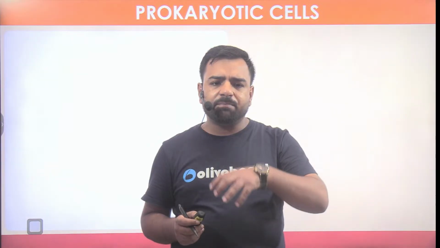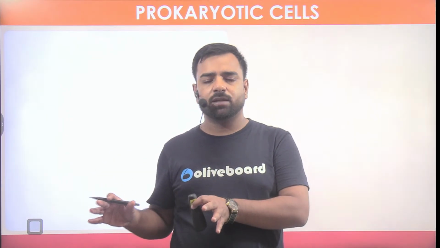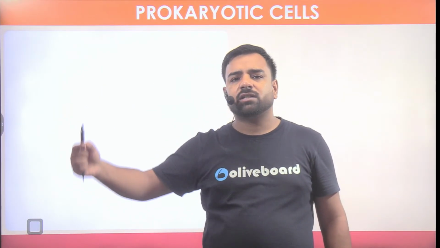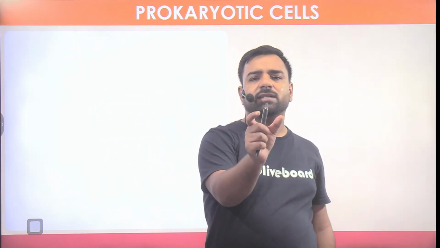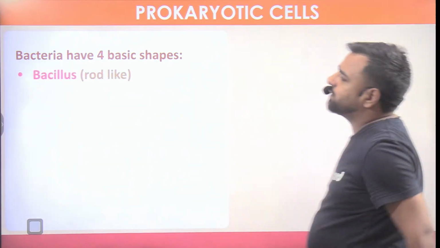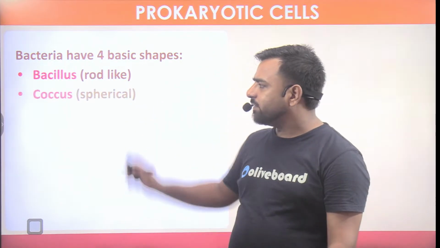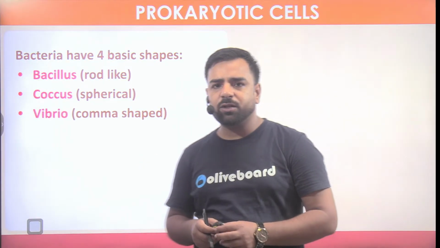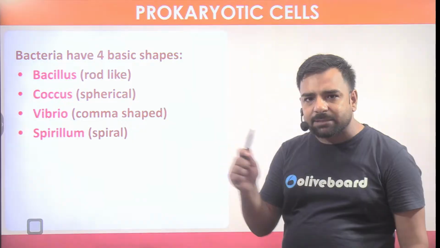If you look at the PYQs, you'll find some questions asking to match the following, like match the name of bacteria with their shapes. Rod shaped bacteria, you have to match with the bacillus. So bacteria have basically four shapes. The first one is bacillus, which are rod like. I'll show you the shape also, don't worry. Second one is coccus, which is spherical in shape. The third one is Vibrio, which is comma shaped, and the fourth one is Spirillum, which is spiral shaped.